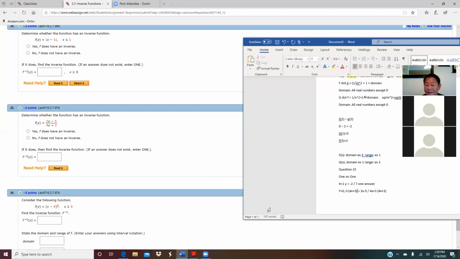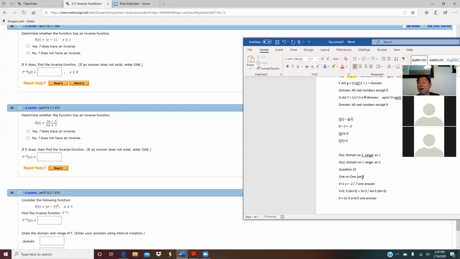So what you get here is this will cancel out, this will become 0. So you get 0 equals 3x minus 5. When you solve for x in this case, it is 5 over 3, which is also one answer. So this is how you prove that this is one-to-one.